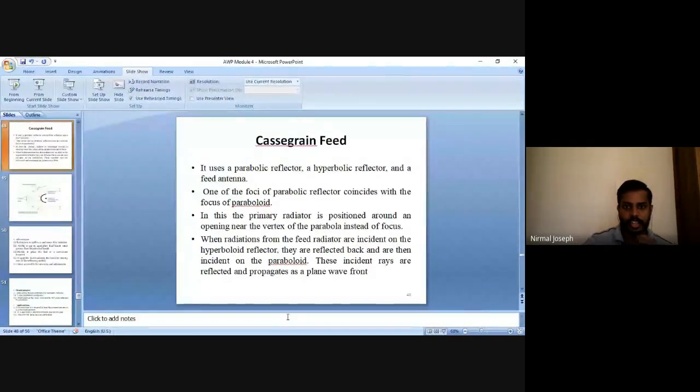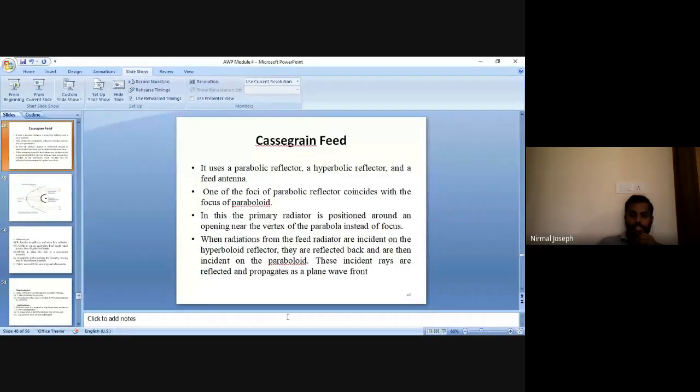This is the Cassegrain feed. Okay. The Cassegrain feed uses a parabolic reflector, a hyperbolic reflector, and a feed antenna. Okay. Till now, we have seen axial feed and offset feed. In both, we were having a parabolic reflector and a feed antenna or primary radiator. Only these two things we were having. But while coming to the Cassegrain feed, we are having a parabolic reflector, a hyperbolic reflector, and a feed antenna.